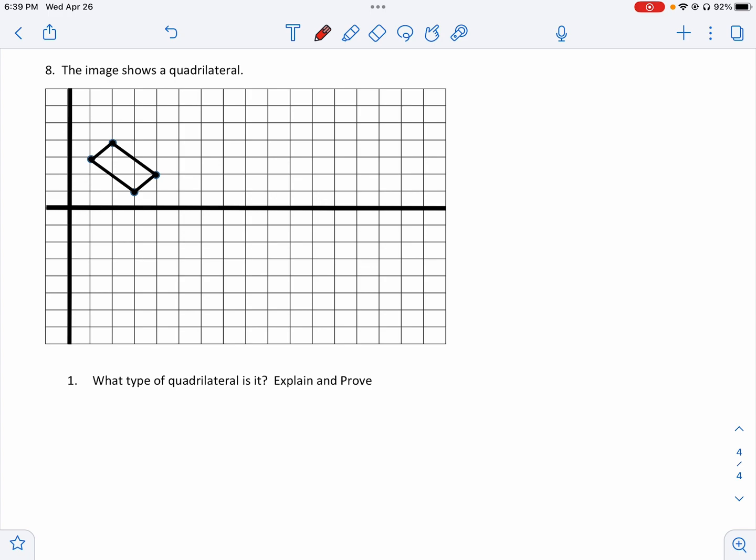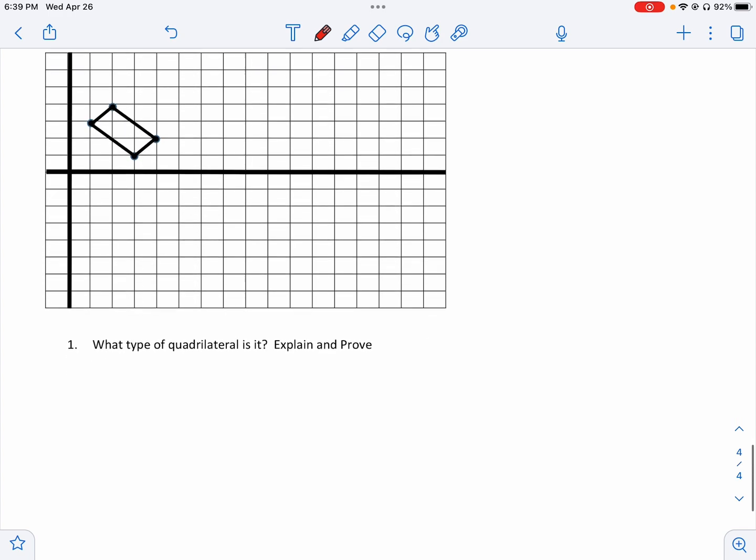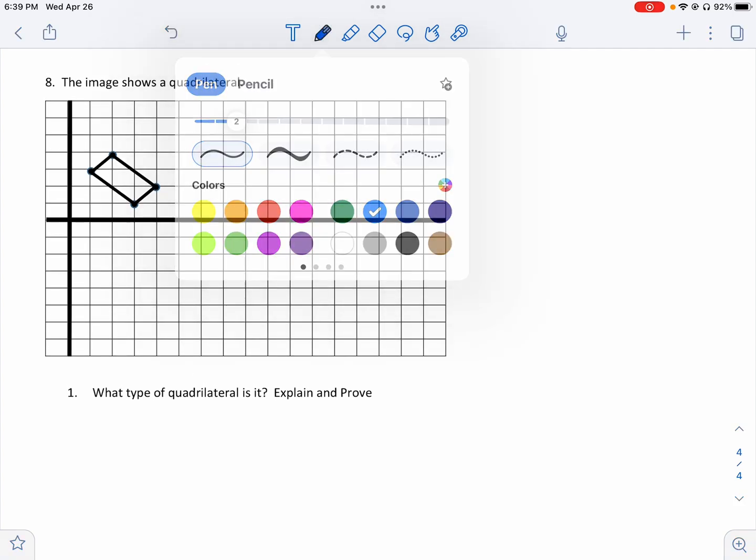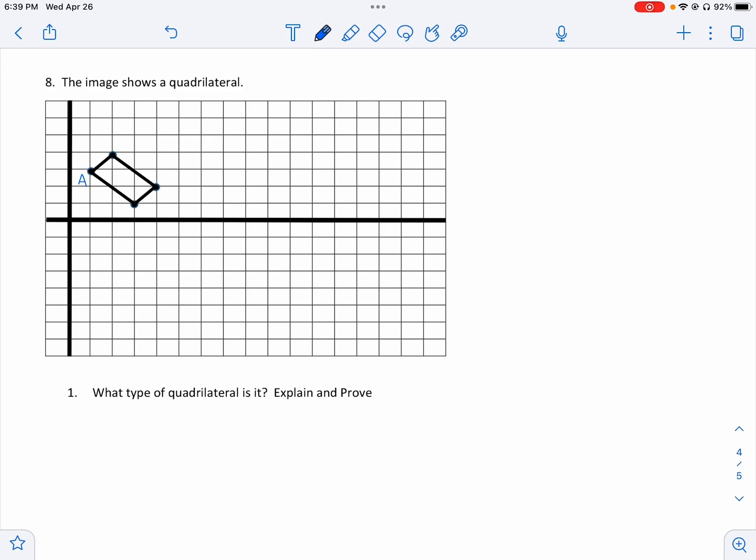On number 8, this one is a quadrilateral. That's all we know about it. We need to figure out what type of quadrilateral it is. So go through the same process of figuring out what the slopes of each one is and what the distance of each one is. So label, make a table. AB.